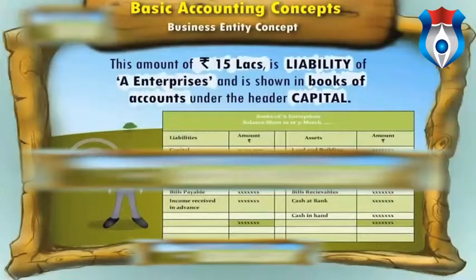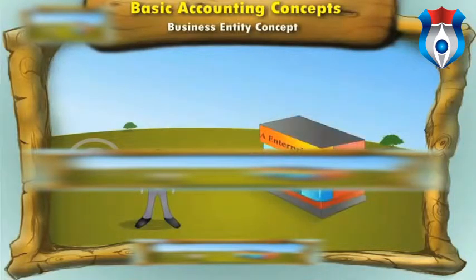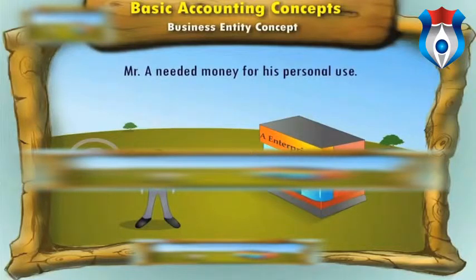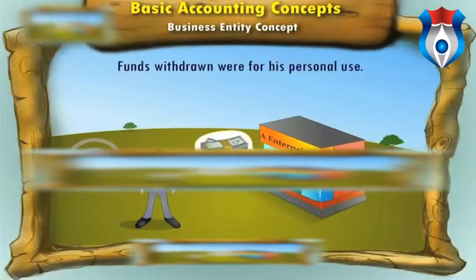This amount of 15 lakh rupees is a liability of A Enterprises and is shown in the books of accounts under the header Capital. Three months down the line, Mr. A needed money for his personal use. He withdrew 1 lakh rupees from the company.